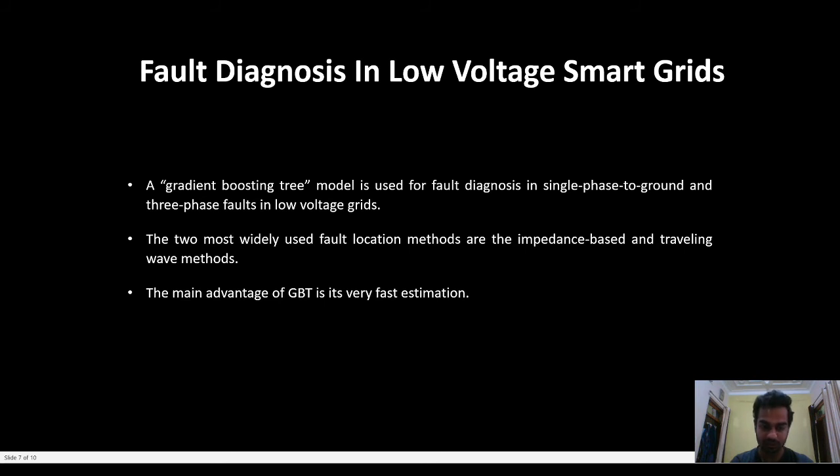The two widely used fault location methods are impedance-based and traveling wave methods. Impedance-based methods, although the most widely used method for fault location applications, have a big problem when using them. There is an underlying risk of identifying multiple fault locations belonging to different branches but at the same distance from the beginning of the feeder. While traveling wave methods have higher accuracy, they also present several disadvantages.